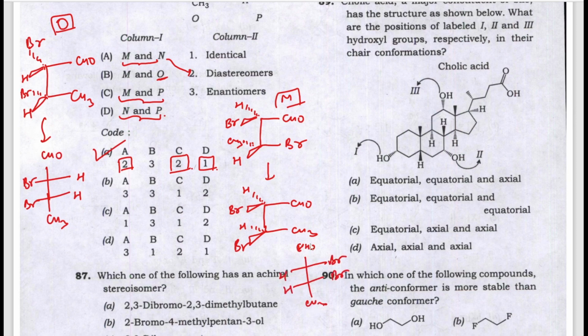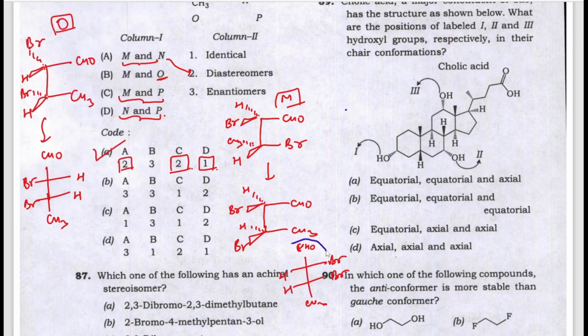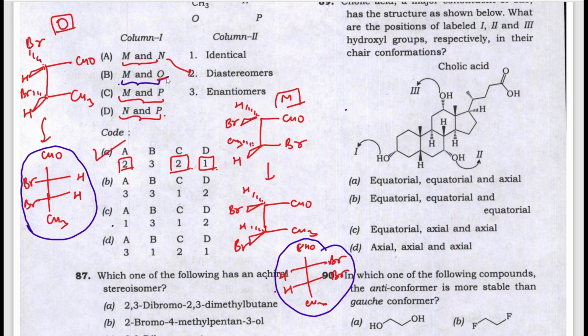And we can see that both these structures have an enantiomeric relation. Both these structures are enantiomers. Both are mirror images of each other. Okay. So M and O both are enantiomers. So A is the correct option of this question.